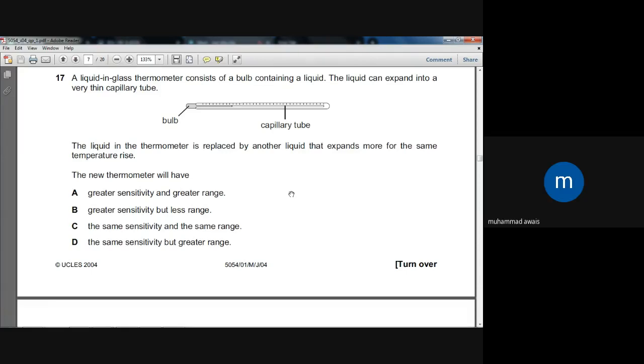I can't understand why the range will be less. Because if the liquid now expands more, there will be less rise in temperature needed, and the liquid will reach the end of the thermometer at a lower temperature. So it cannot go any further. You understand? Yes, sir.